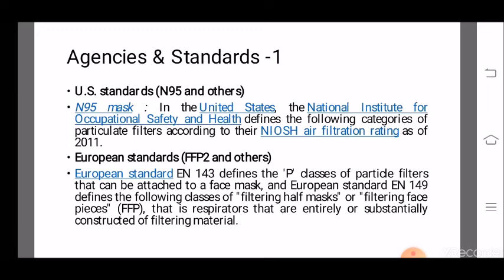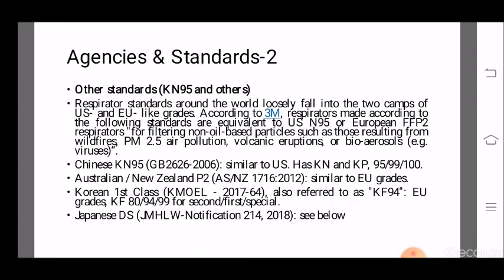and it can be used as the filtering face piece or respirator for filtering the air in this corona pandemic. The other agencies from China, Australia, Korea, and Japan are also having their own standards of developing personal protective equipments, and they are also having codes for design of respirator.